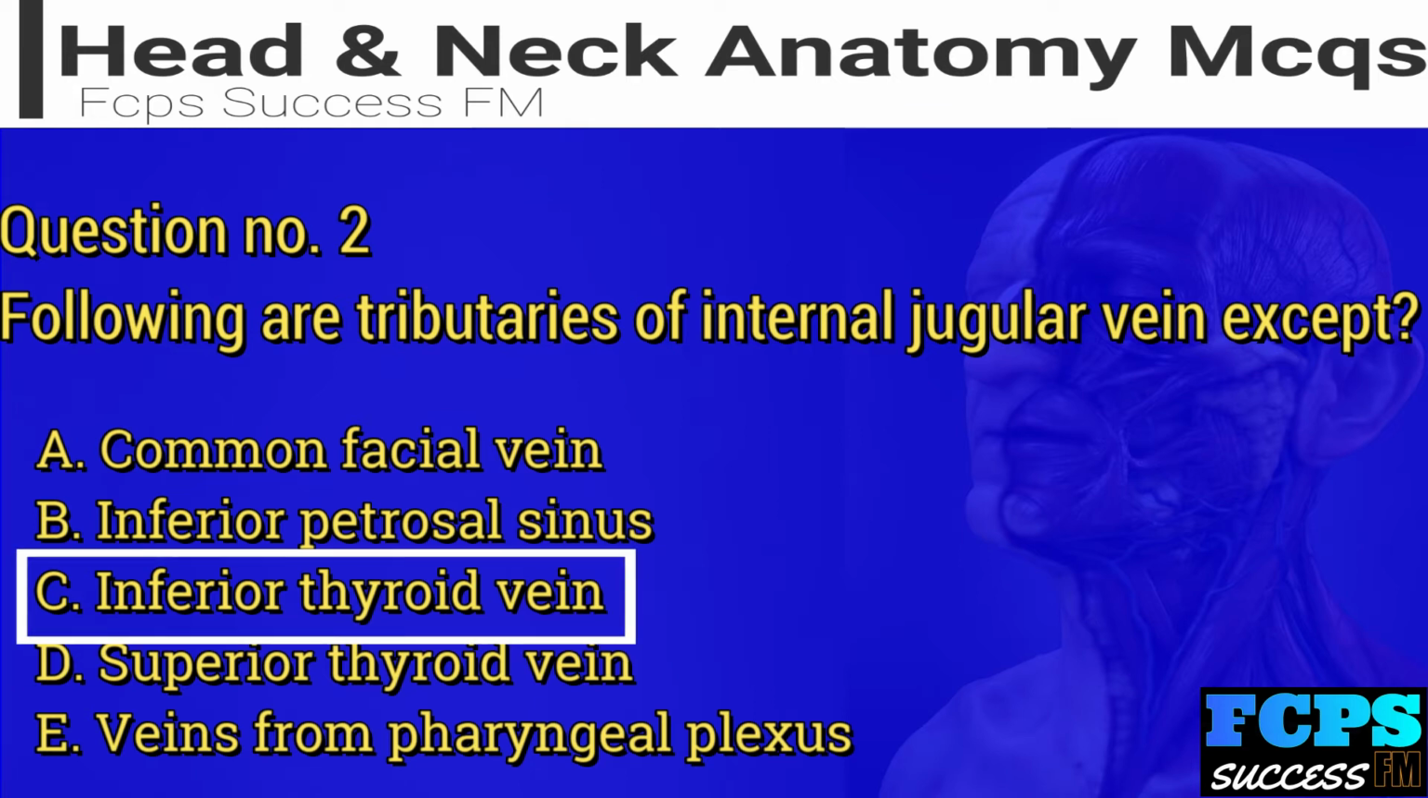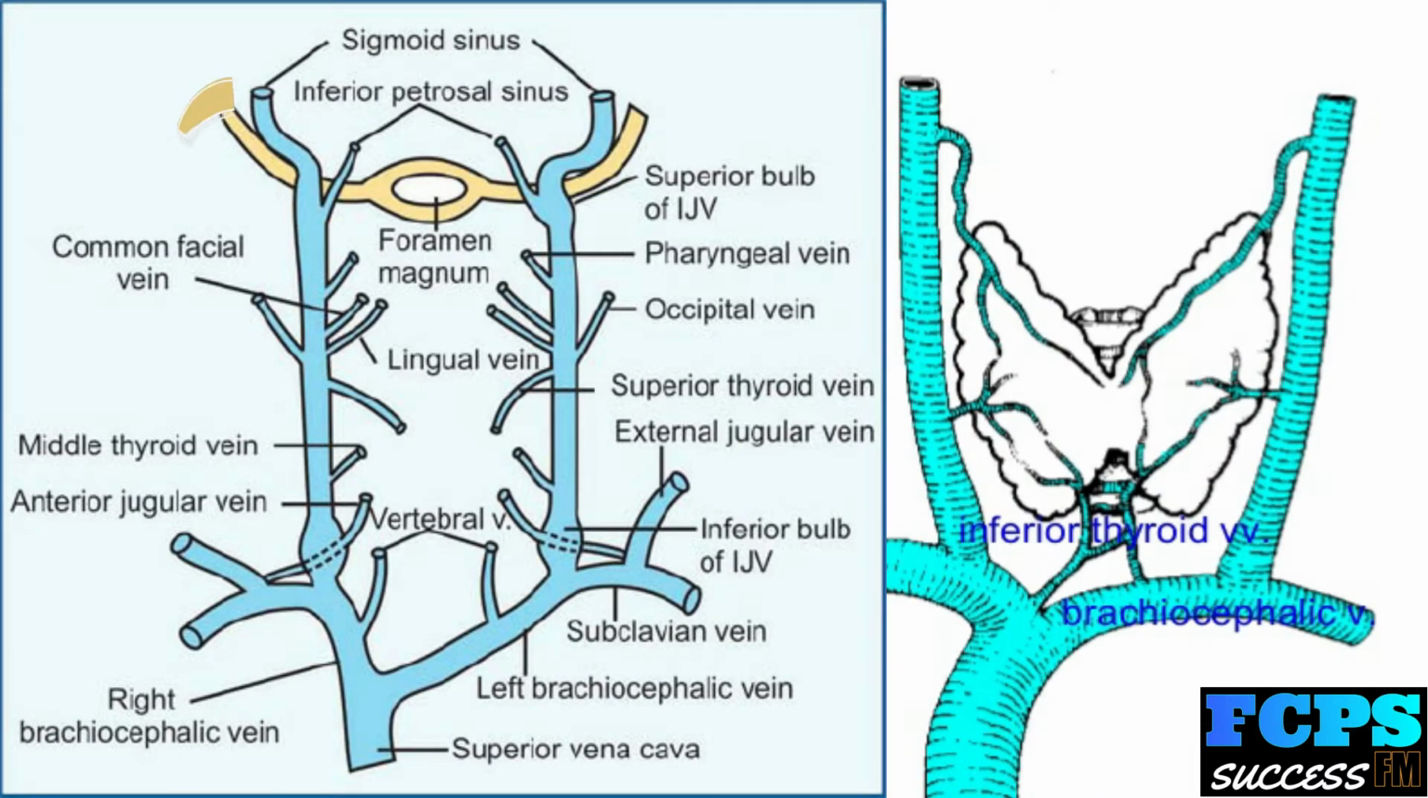Correct answer is C. Inferior thyroid vein. The tributaries of the internal jugular include the inferior petrosal sinus, facial, lingual, pharyngeal, superior and middle thyroid, and, occasionally, the occipital vein. The blood collected from these vessels then drains to the brachiocephalic vein and into the right atrium. The inferior thyroid vein is a blood vessel that arises from the unpaired thyroid plexus. It descends and joins the brachiocephalic vein.